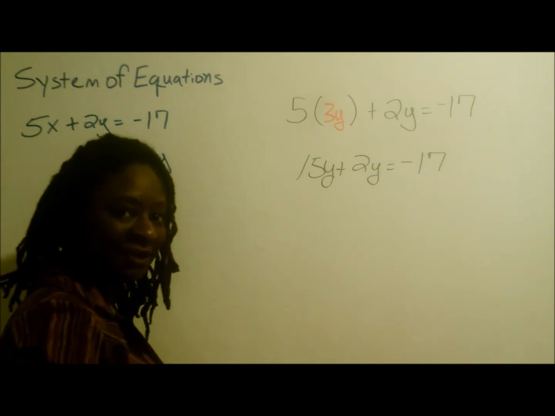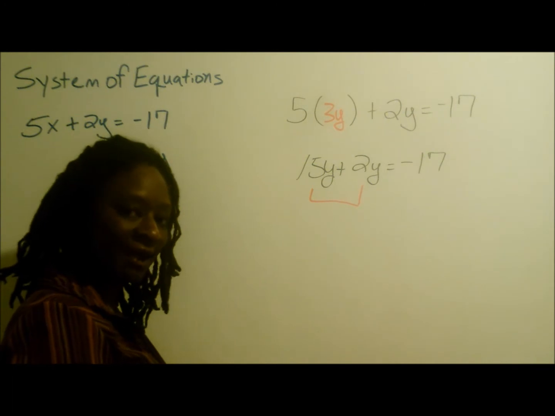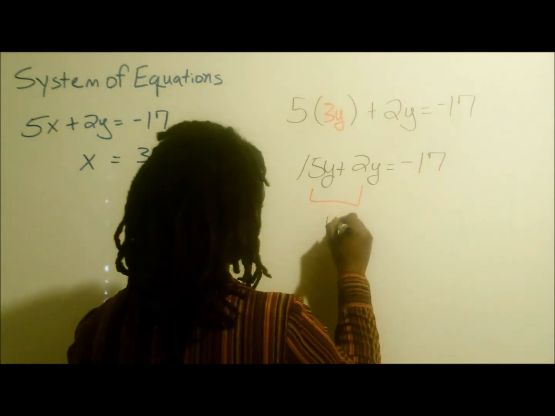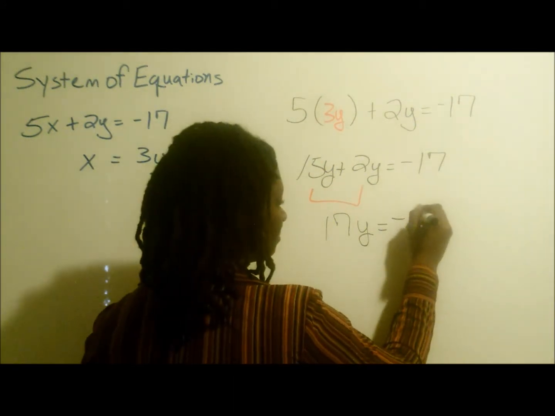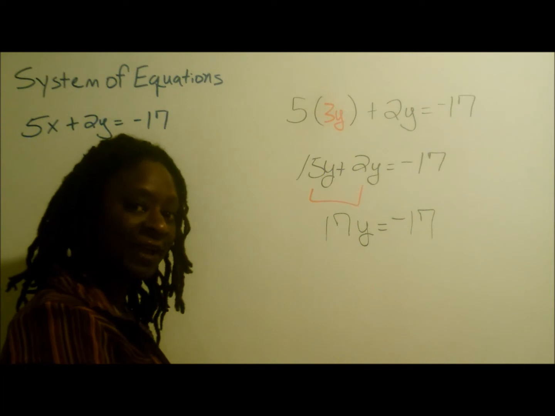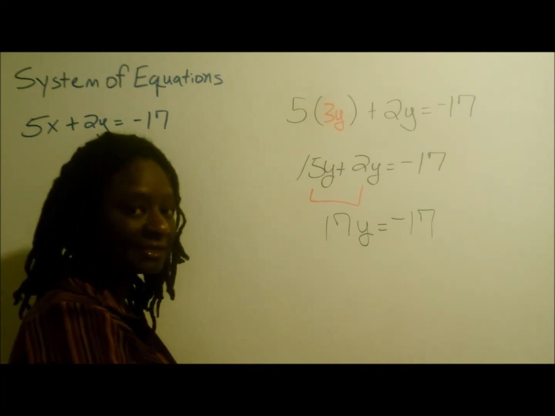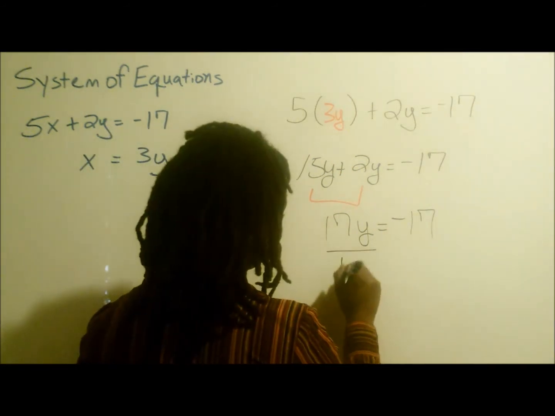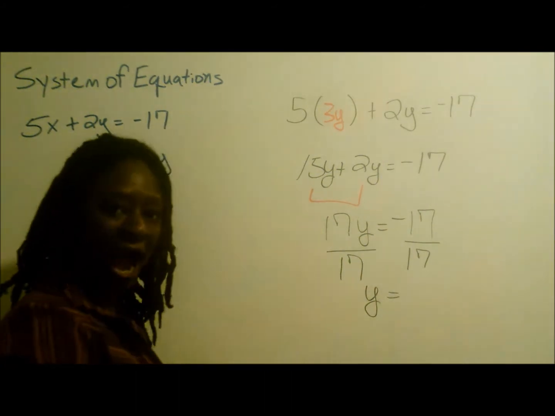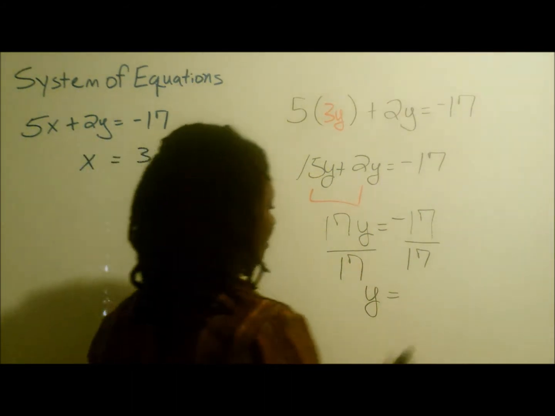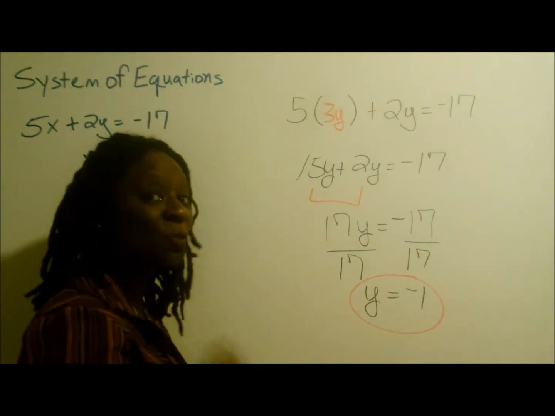Our next step is to combine our like terms. 15y plus 2y is 17y, equals negative 17. Our last step is to get our variable isolated. And we know to do this, we must divide both sides by 17. So our y equals negative 1. One variable down, just one more to go.